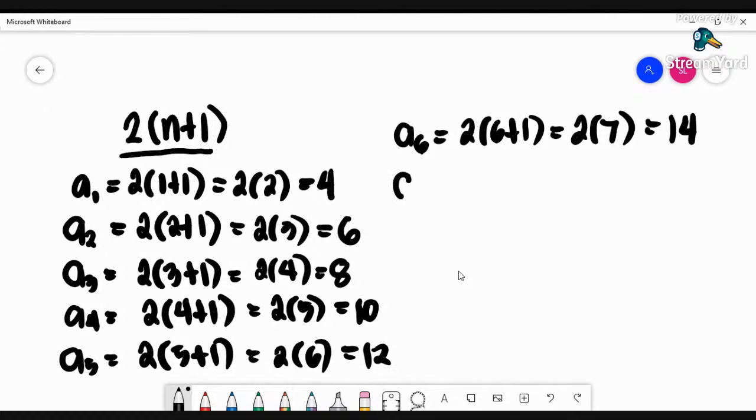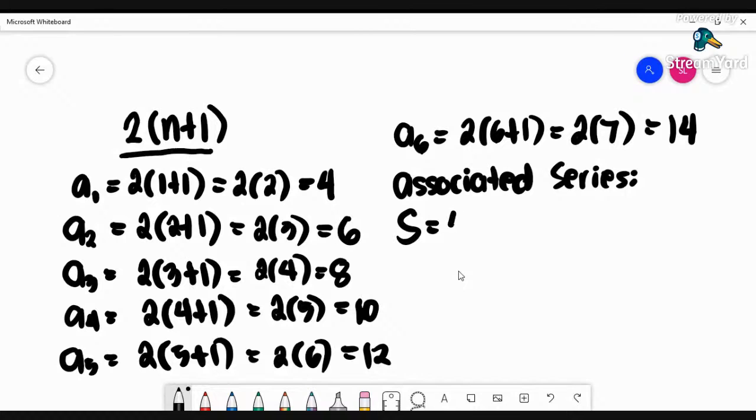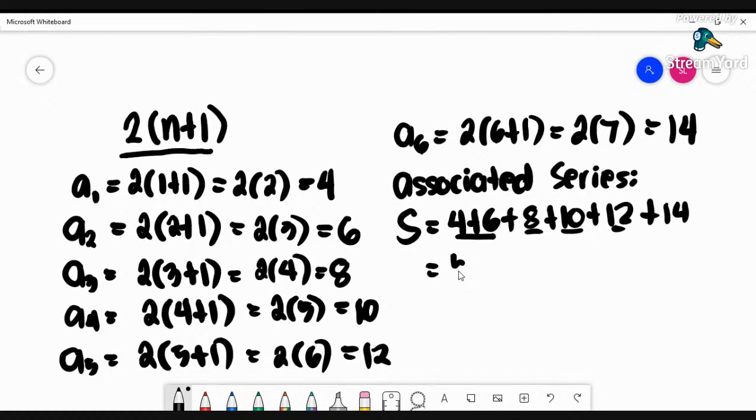So if we are going to find the associated series, we have to add all the values that are listed there from a sub 1 to a sub 6. So our S is equal to 4 plus 6 plus 8 plus 10 plus 12 plus 14. Okay, and that is equal to 10, 20 plus 20, that is 40, and 14, we get 54. This will be the answer for letter S.